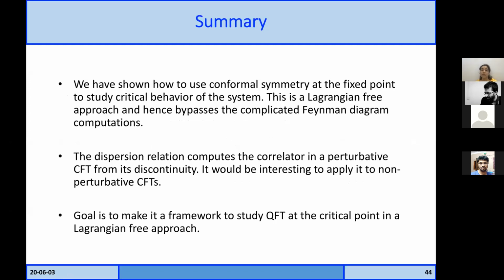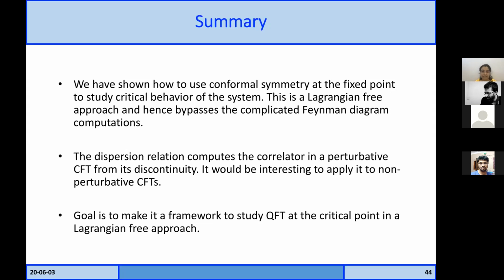So we have shown how to use conformal symmetry at the fixed point to study the critical behavior of the system. This is a Lagrangian free approach, and it bypasses the Feynman diagram computation. We have not used any Feynman diagrams in computing the correlator. Now this dispersion relation computes the correlator directly in a perturbative CFT from its discontinuity. As of now, we don't have any non-perturbative example, but it would be interesting to apply it to a non-perturbative CFT and see how it works, because the dispersion formula that we have is completely non-perturbative.